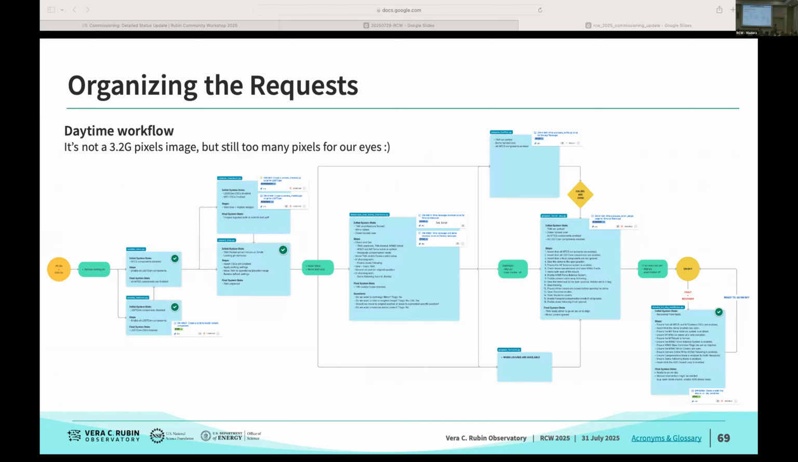Here, I do not expect that you will be able to read. That was not the idea. It's just to show you the workflow that organizes part of those requests that are related to the preparation of the system or during the night.